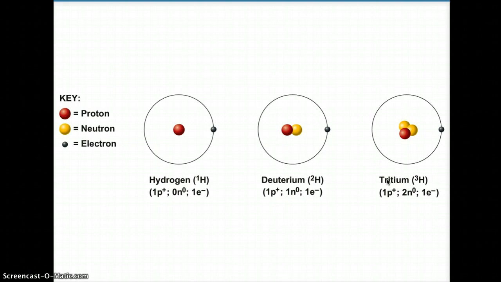Here we have some isotopes of hydrogen and how they differ with their neutrons. The first one we have here is hydrogen with 1 proton, 1 electron, no neutrons. Deuterium has 1 proton, 1 neutron, and 1 electron, and then tritium has 1 proton, 2 neutrons, and 1 electron.